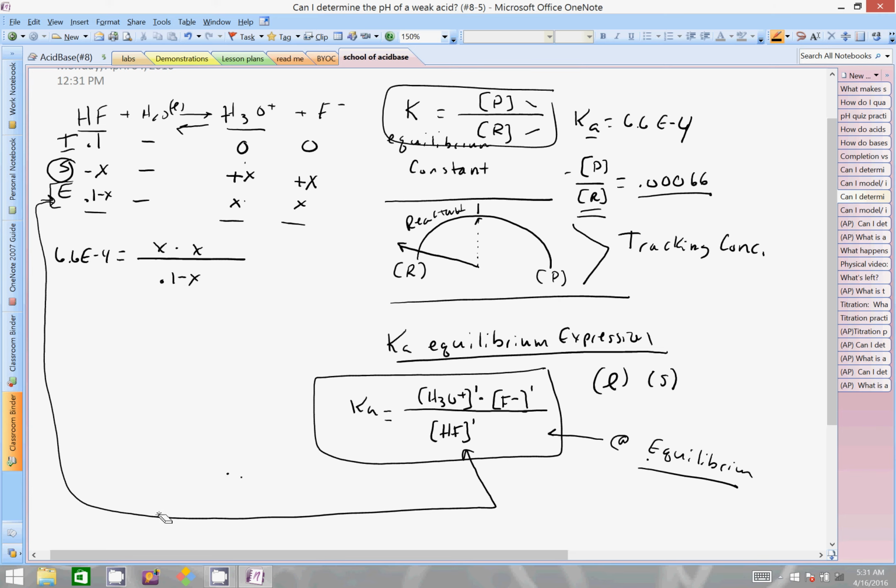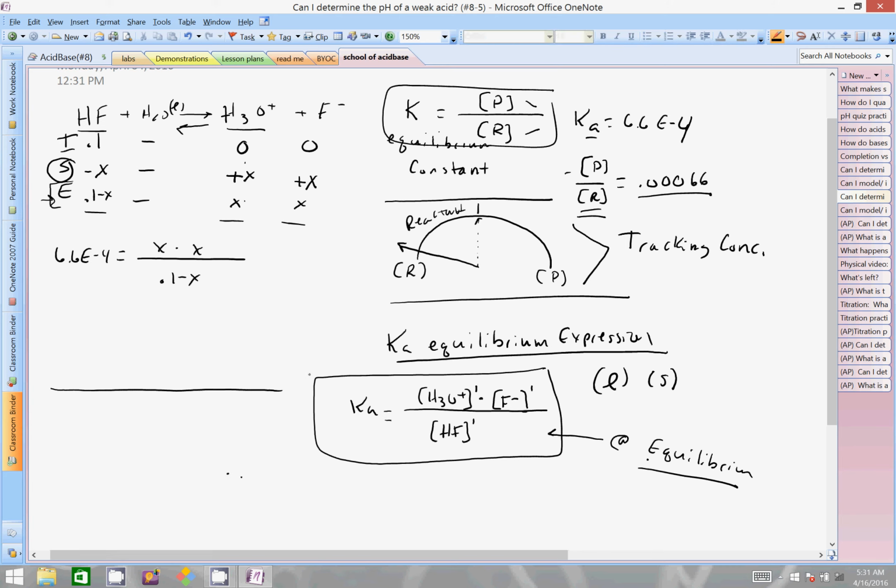Now, I'm going to show two ways to do this. Okay, first way is sort of a long way, but really not that long, but would not be required on an AP exam, and that involves a quadratic equation. I take the 0.1 minus X, and I take 6.6 e to the negative 4th times 0.1 minus x equals x squared. Multiplied across, I get 6.6 e to the negative fifth minus 6.6 e to the negative fourth x equals x squared. At that point, I would solve everything over to one side.